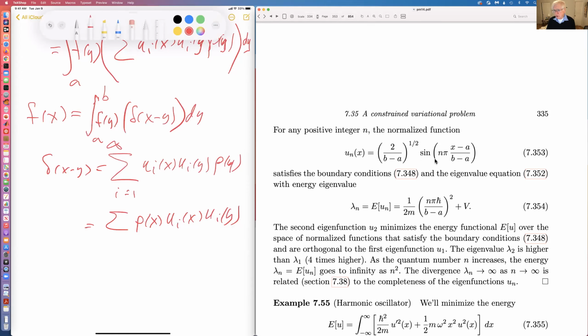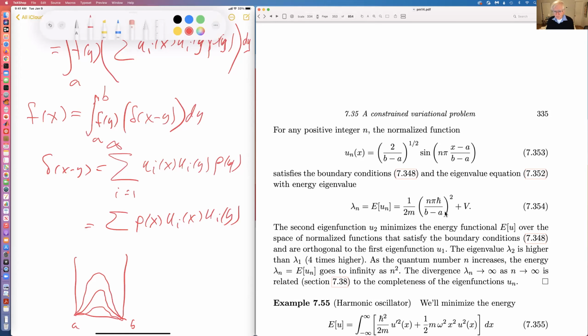So that's an example of these functions. The sine functions we know are complete, at least they're complete for functions that satisfy the boundary conditions, namely that they vanish at the endpoints a and b. So for any function that's real and continuous and that vanishes at a and b, you can write it as a sum of sine functions like this.